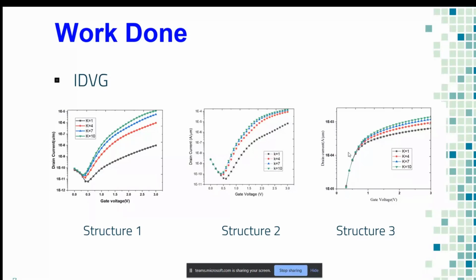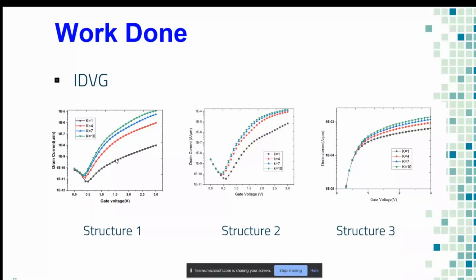In this, we can see the IDVG, the drain current. First there is the reverse bias leakage current, and then after the critical value is reached, with increasing potential, we see the spike. This is for different k values like 1, 4, 7, and 10. We can see that with an increase in k values, there is an increase in the current.